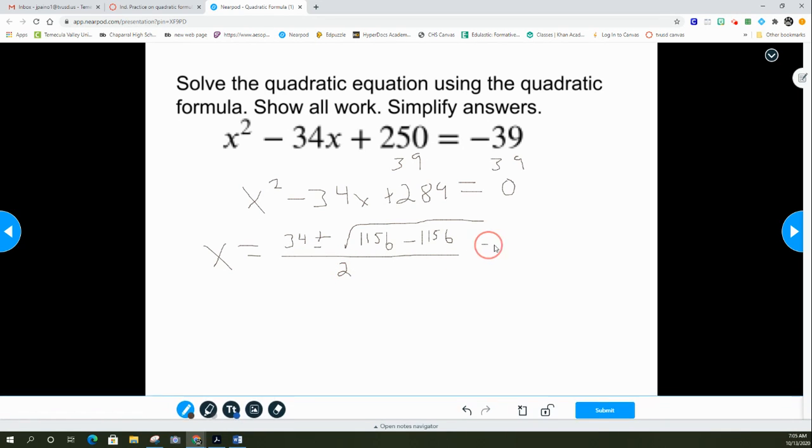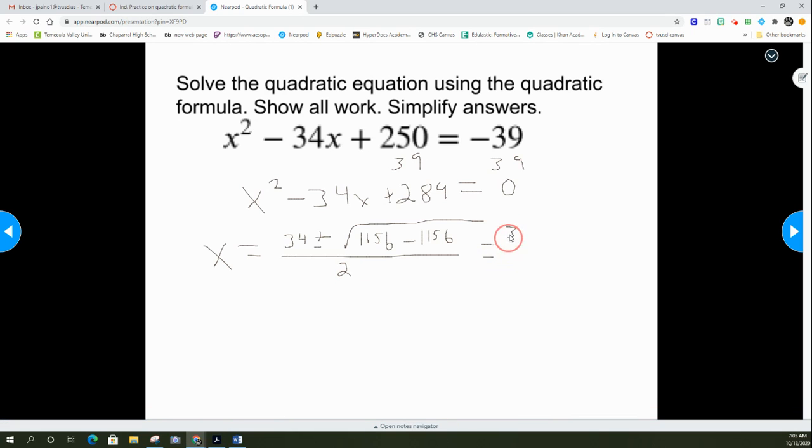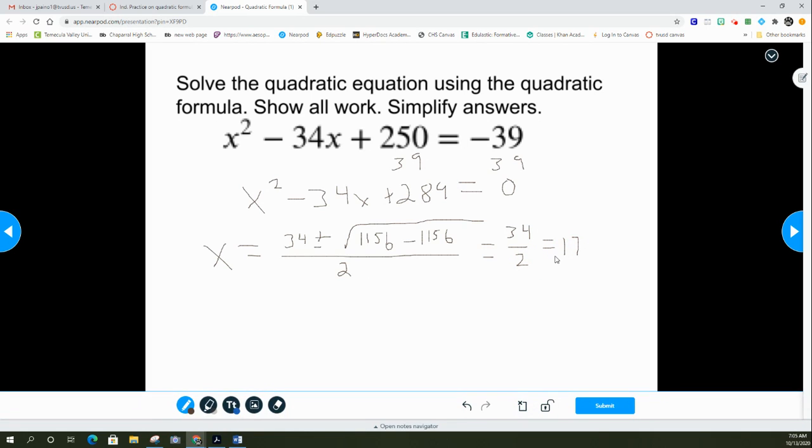So this is 0 in here. So 34 plus or minus the square root of 0 is just 34 over 2, which is 17. So just one answer in this case. Again, why is it one answer? Because inside the radical is a 0. So there's no such thing as plus or minus 0. It's just 0. We get one answer.